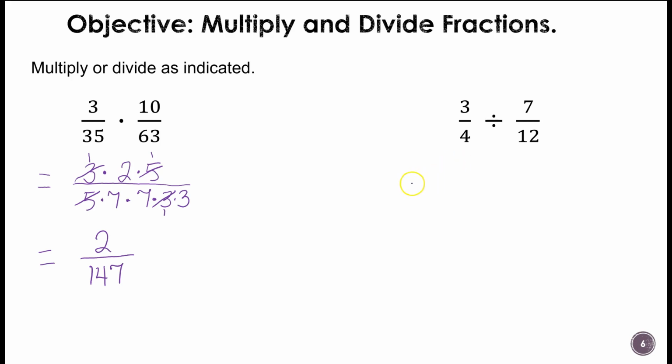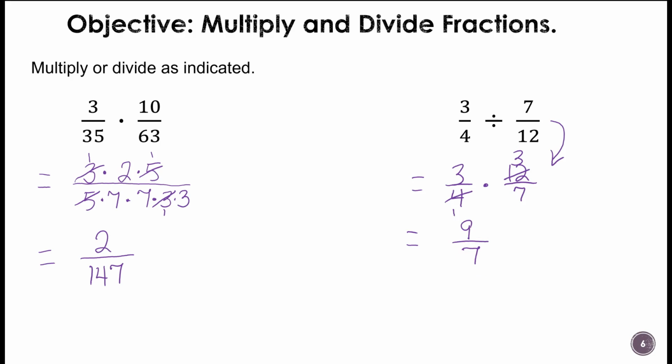So when we divide, we always have to rewrite this as multiplication times the reciprocal, right? This number is the one that becomes the reciprocal. So notice we do have a common factor with 4 and 12. And so now I have 9. 1 times 7 is 7. And that's as much as we can simplify that one.